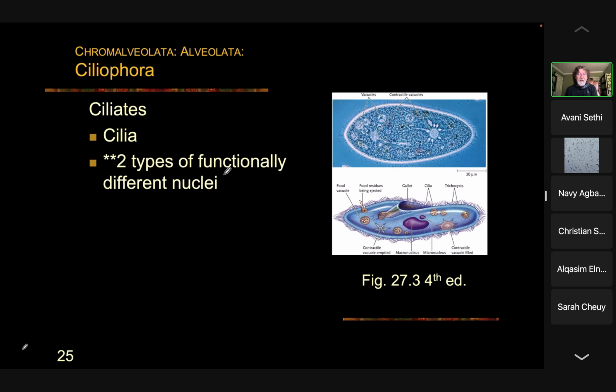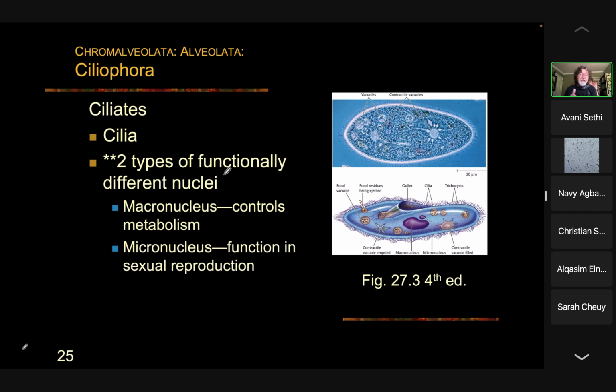But this is the apomorphy for them. They have a really interesting life cycle, which I'm not going to go over, but nonetheless, they have two different types of functionally different nuclei. The two nuclei still have the same genome. Each of them has the same genes, however they function differently from each other. One of them, called the macronucleus, controls the metabolic processes in the cell during vegetative growth and normal life. This is where the protein encoding comes from and everything like that.